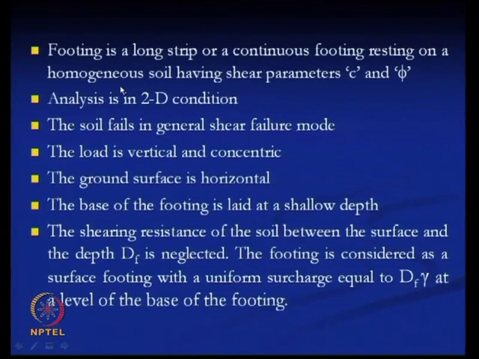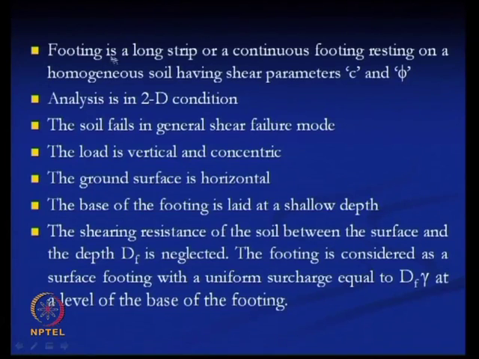Before we start the bearing capacity analysis, we will go through these assumptions. The footing is a long strip or continuous footing resting on a homogeneous soil having shear parameters c and phi. So, the soil is homogeneous with shear parameters c and phi, and it is a strip footing or continuous footing. As this is a strip footing, the analysis is a 2D analysis. Now, soil fails in general shear failure.